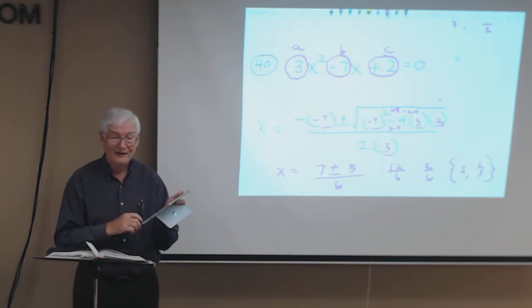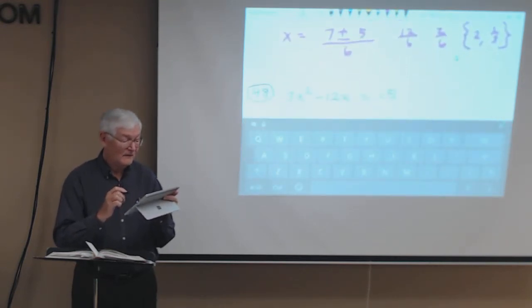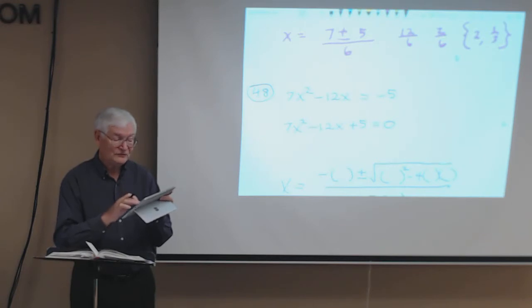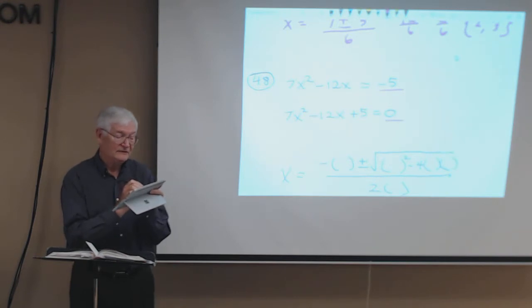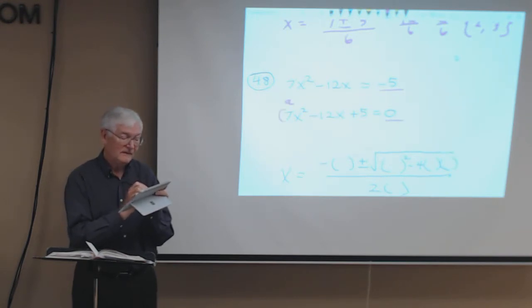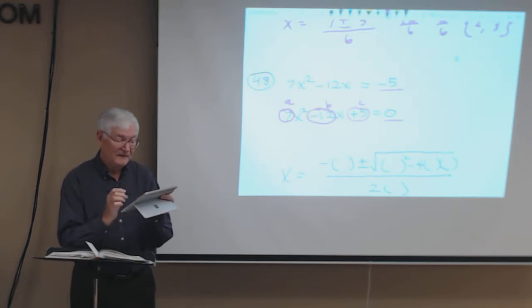You like that quadratic formula? Doing this by factoring could get a little messy. Number 48. Same thing again. Oh no, it's not. They had it equals negative 5. It has to equal 0. So now this is A. This is B. This is C.